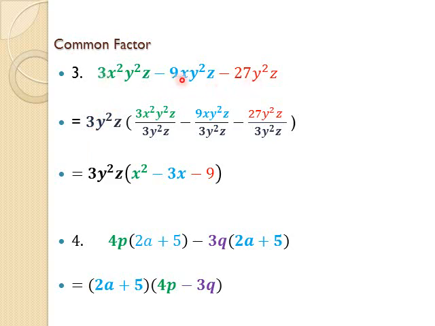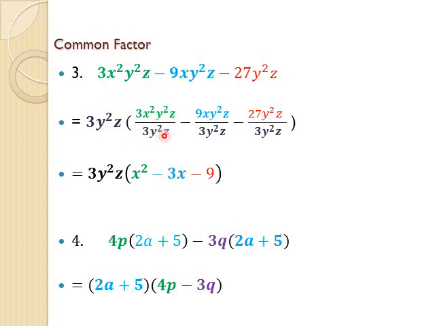So I can't take out x as a common factor because it doesn't appear in all 3. I have y squared, and y squared. It's a common factor for all 3, so I can take that out. Then I have z, and z. Alright, so my common factor then is 3y squared z. And now I'm going to divide everything by the common factor.